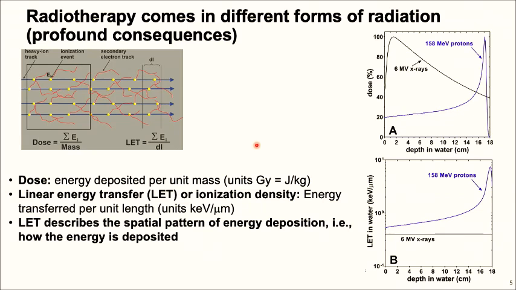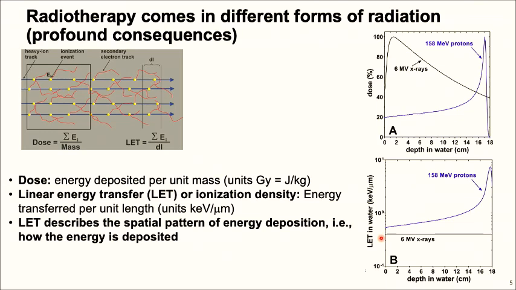I'm also going to define another physical quantity that will be very important to understand the biological mechanisms I'll be talking about. Dose is the amount of energy deposited per unit of mass. But there's another quantity that characterizes different types of radiation, the ionization density, which is defined as the linear energy transfer, or LET. The LET describes the spatial pattern of energy deposition, that is, how the energy is deposited locally.